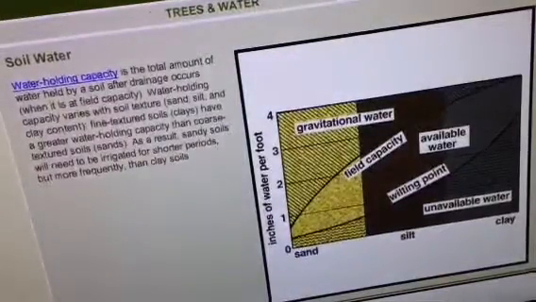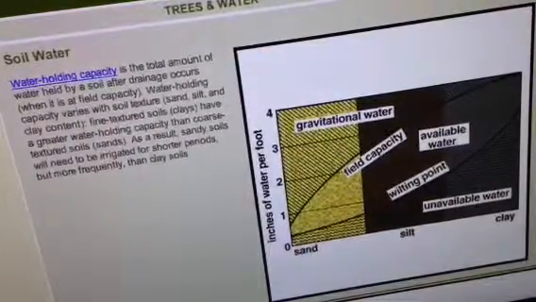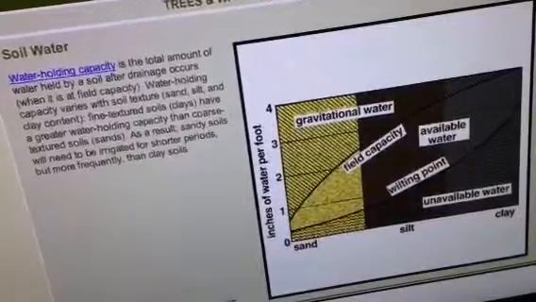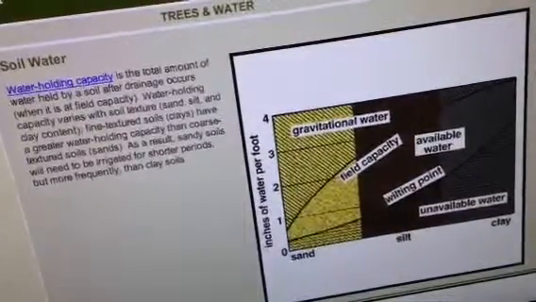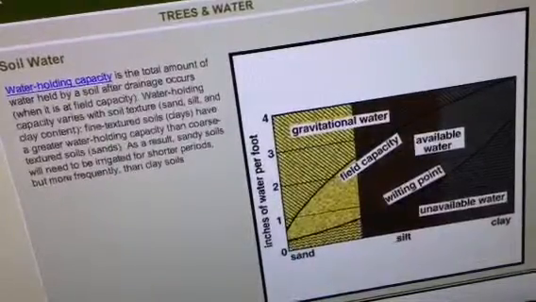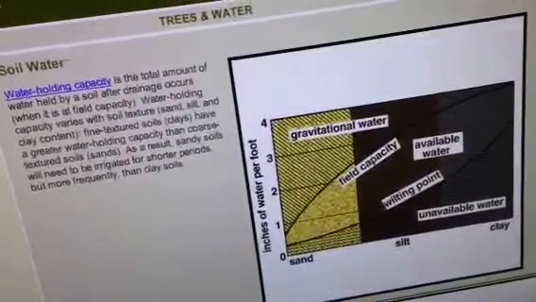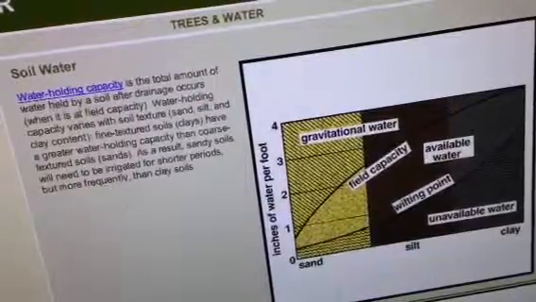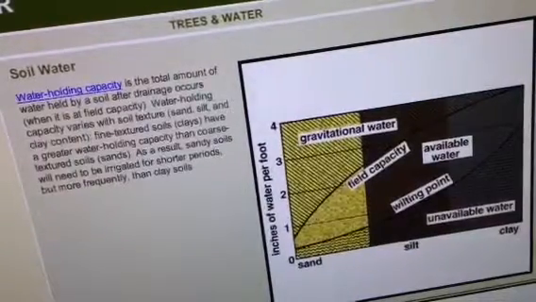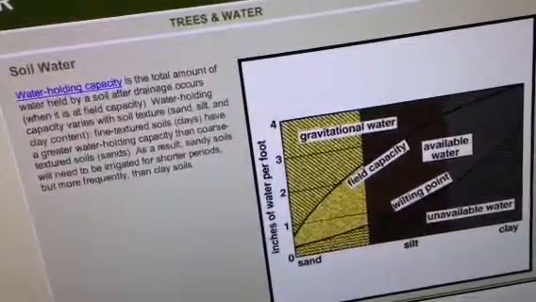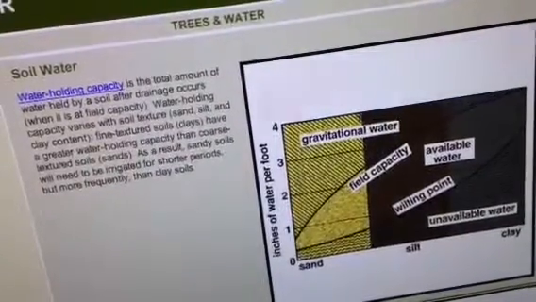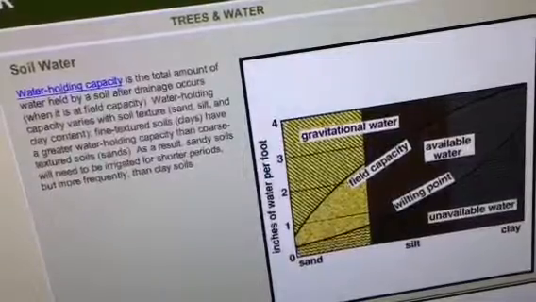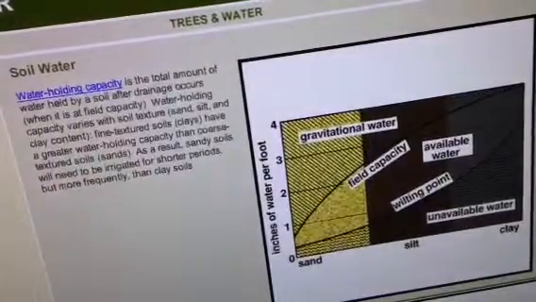Water holding capacity is the total amount of water held by a soil after drainage occurs, when it is at field capacity. Water holding capacity varies with soil texture, sand, silt, and clay content. Fine-textured soils, clays, have a greater water holding capacity than coarse-textured soils, sands. As a result, sandy soils will need to be irrigated for shorter periods, but more frequently than clay soils.